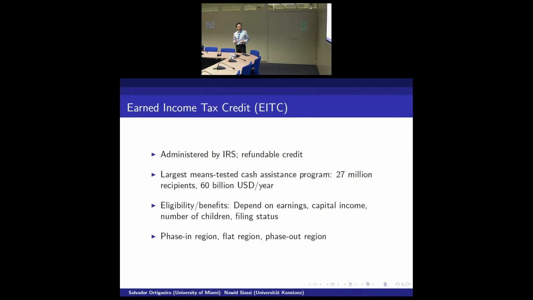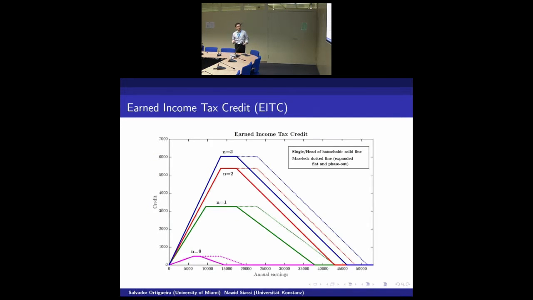Conditions for eligibility and benefits depend on earnings. You have to have earnings to be eligible. It depends on capital income, the number of children, and the filing status. And this is how we can see it. It has a phase-in region. So this is the phase-in region of the program. Depending on the number of children, N stands for the number of children. And we have here the schedule for single households and for married couples. So a single mother will be the solid line, a married couple will be the extended dotted line.